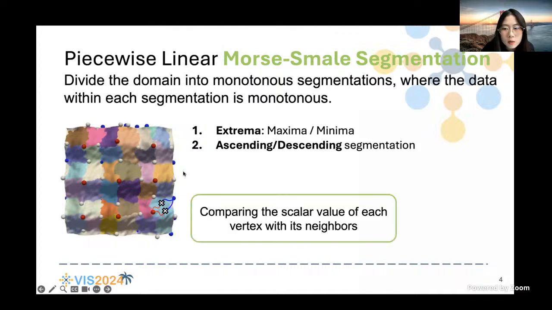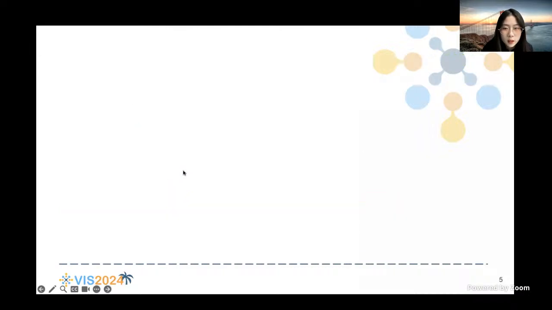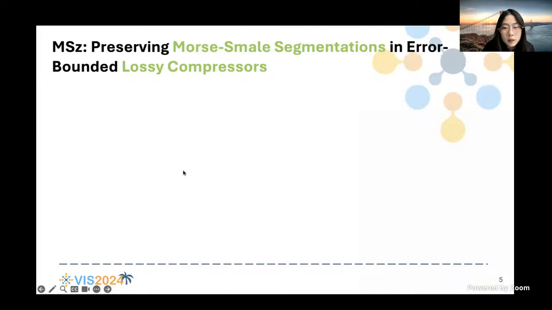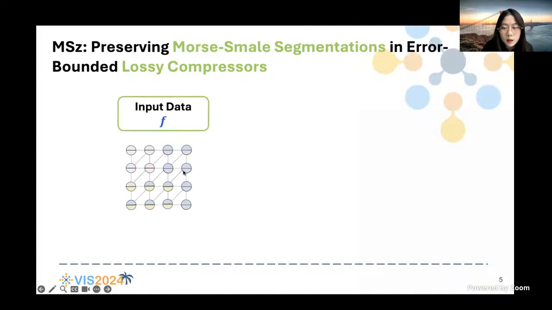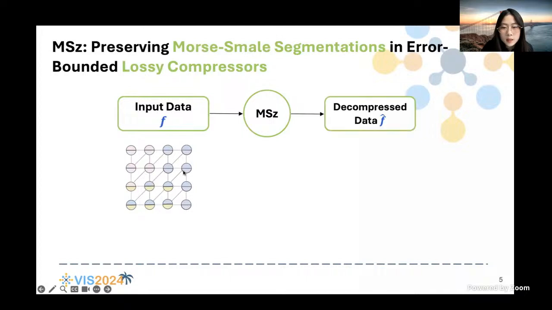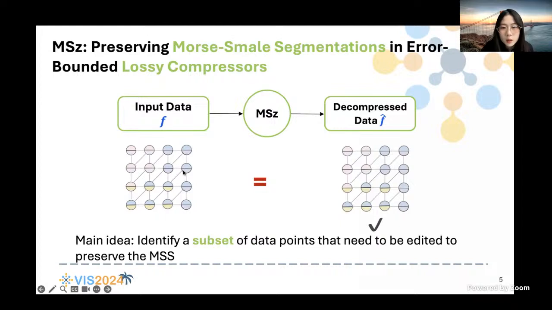The construction of the MSS is highly dependent on the comparison of the scalar value of each vertex with its neighbors. So even minor errors introduced by the lossy compressors would distort the MSS result. Therefore, our paper's target is to preserve the MSS so that each vertex label will be exactly the same as in the original data. Our main idea is that we directly work on the decompressed data, and then we identify a subset of data points that need to be edited or modified to preserve the MSS.